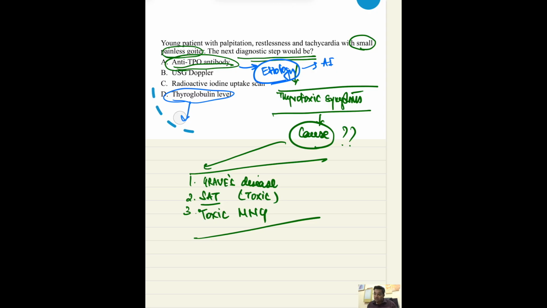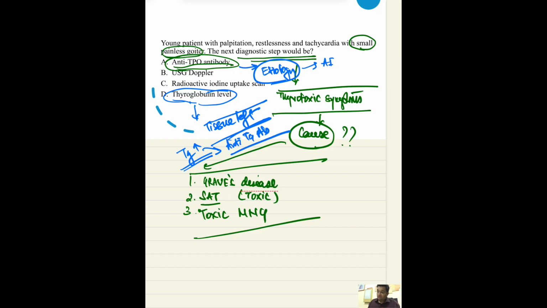So in case of thyroglobulin levels, what we need to understand is that if there is a tissue left, then thyroglobulin levels will be high, and we also have to check for anti-thyroglobulin antibody. So this is in case of post surgery, we need to check for any residual tissue. That is when we go for thyroglobulin levels.